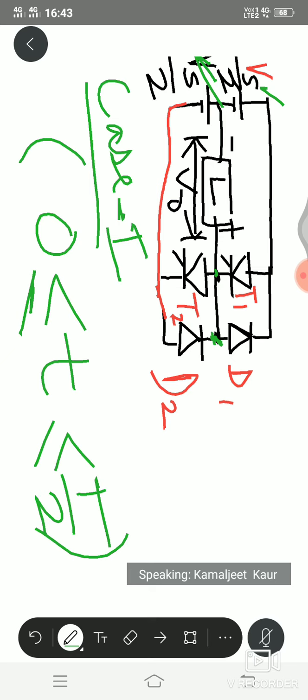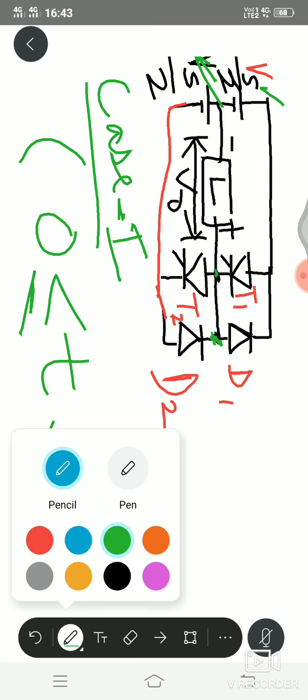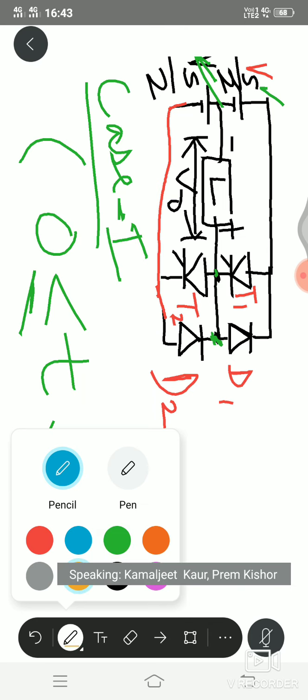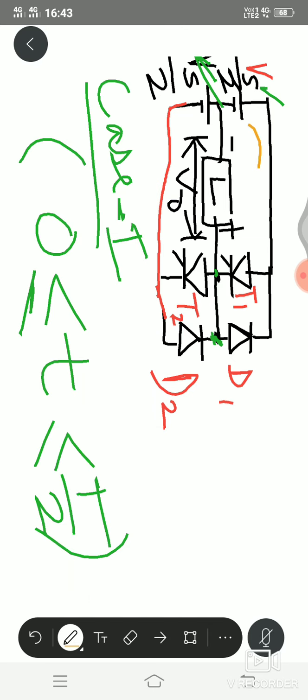So when T1 is fired, I'm just showing with a different color, this will be the circuit. Now all of you please see, I'm showing with the help of yellow line. You can see when T1 is fired during this duration, what will be the circuit. T2 is now in off condition. I will let you know the working of D1 and D2 later on. For the time being, you just forget about D1 and D2.